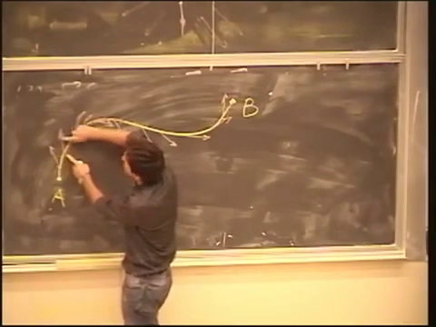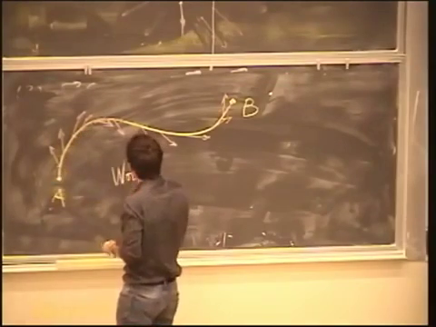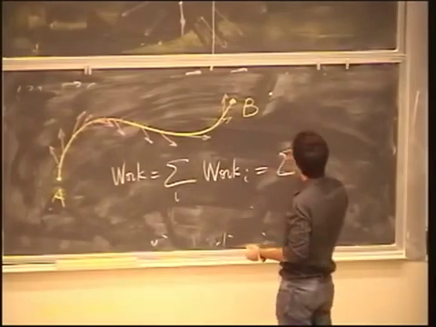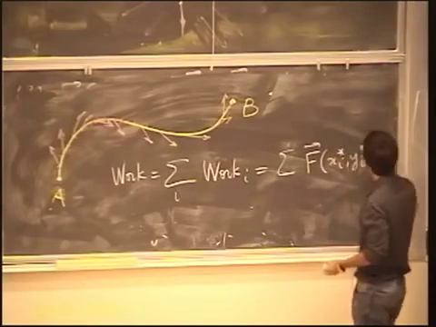So it's a good approximation to replace it by the value at any given point within this small interval, right? And then the total work will be the sum of the work done on each of the small intervals. And this will be the sum of f evaluated at some points within this interval, dot delta r_i.